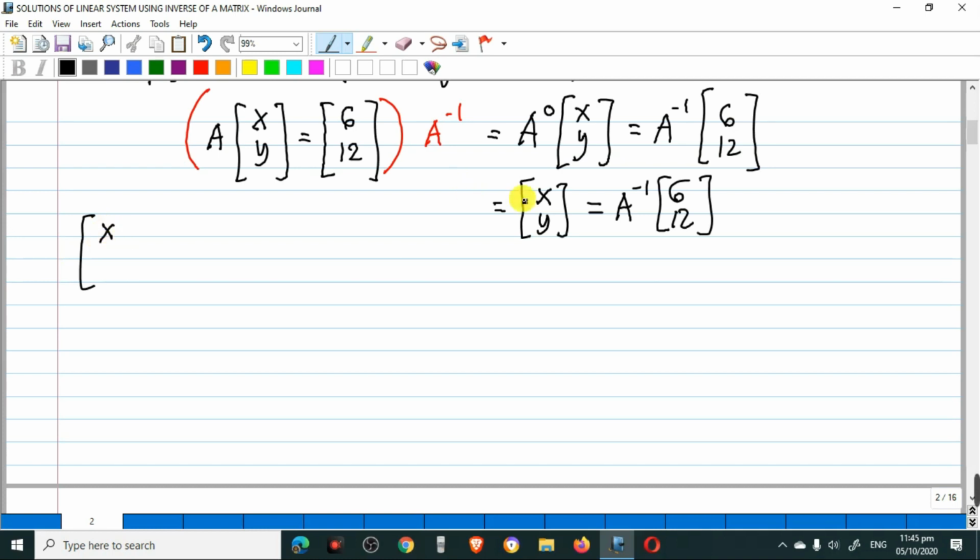We have X. I will write this one. Tanggalin ko to. Okay. I-write ko lang to. This is X and Y, and this is equals to the inverse of our matrix A, and this is multiplied by the equal sign. Doon sa right side natin.